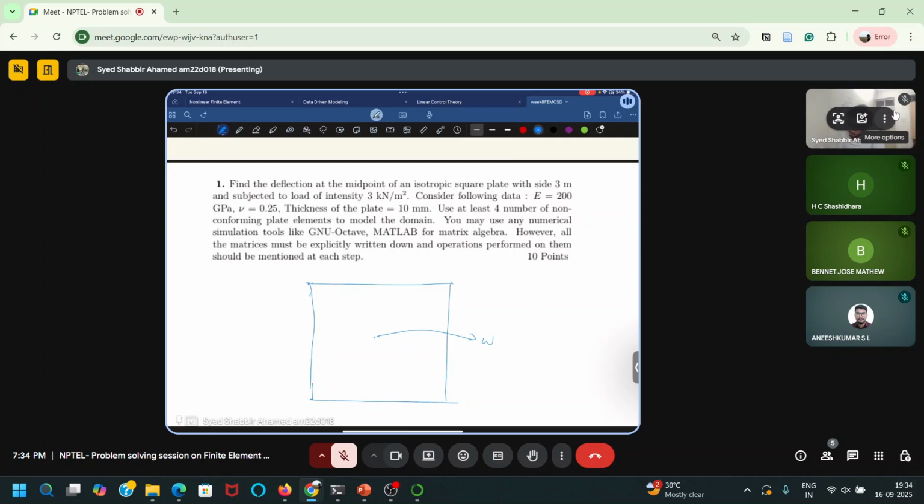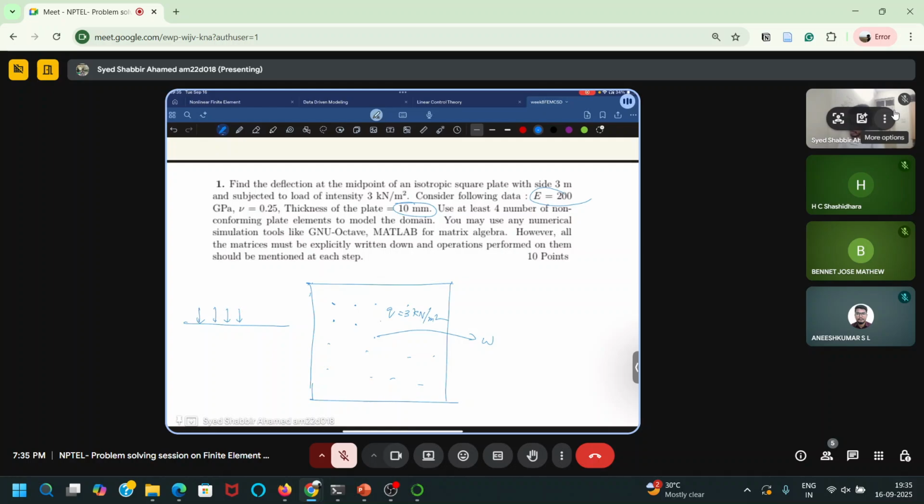They have given some kind of load acting on this. If I look at the top view, this will look like dots only. If I look at the side view, this will look like this. So this Q is given as 3 kilonewton per meter square. And they have also given other details about the thickness of the plate, E, which is 200 gigapascal, and nu, which is 0.25.